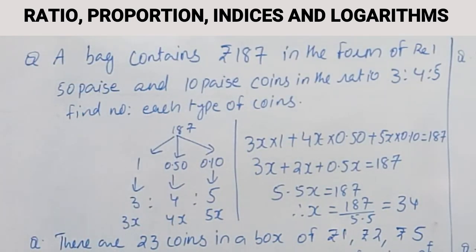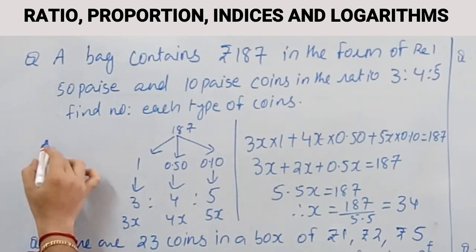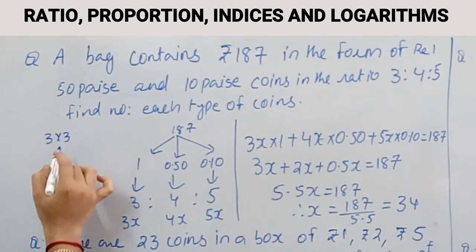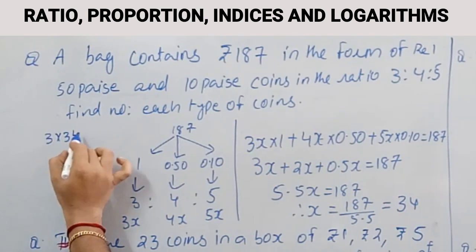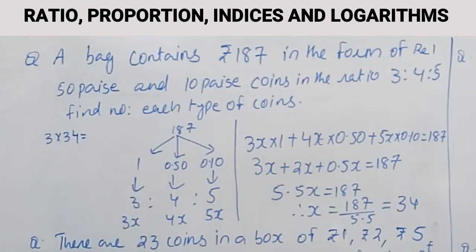We have to find each type of coins. 1 rupee coins is 3x, 3 into 34.